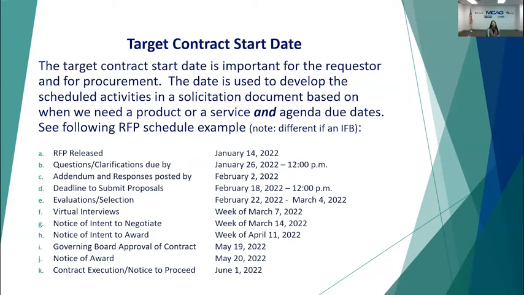And then under F, you'll see virtual interviews. Let me back up. After receipt of proposals, we evaluate. You'll see a period of time there. That window that you see, February through March, just depends on what we expect. And we interview when we request proposals, and we negotiate, and you'll see the time between intent to negotiate and intent to award is about a month. That is a healthy period of time.